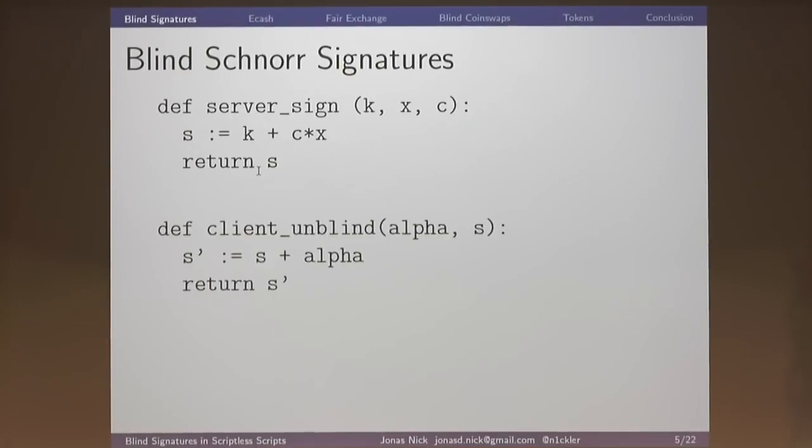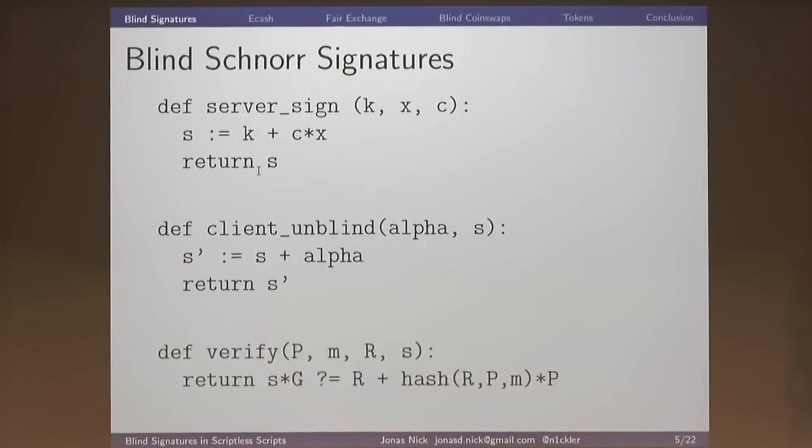Then the client unblinds this s by just adding alpha. And verification now is exactly the same as before. This is very important because this means that in every system where you have Schnorr verification, you can use some sort of blind Schnorr signatures.